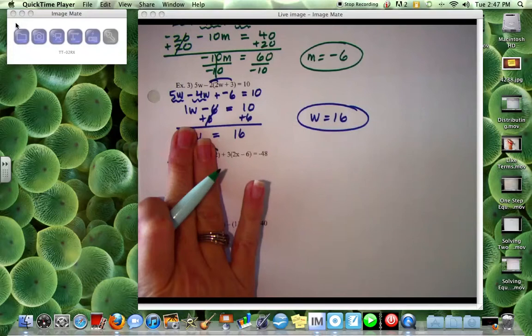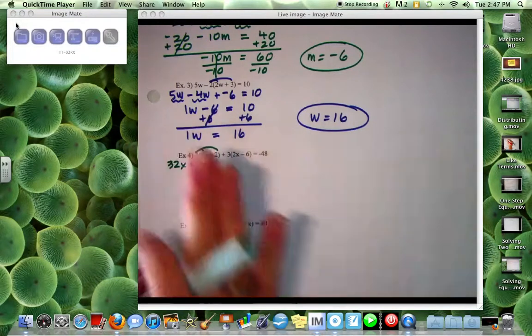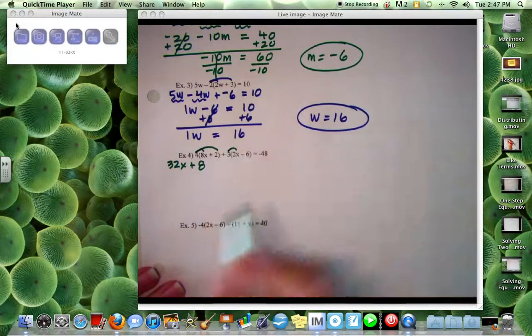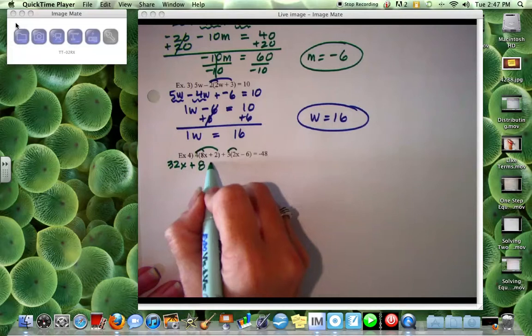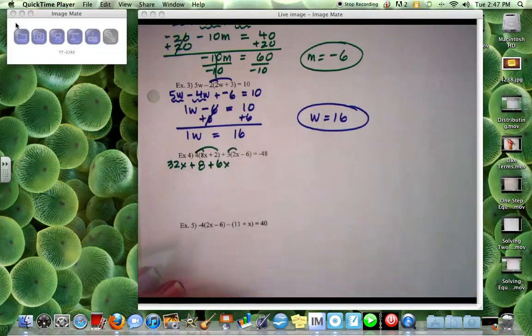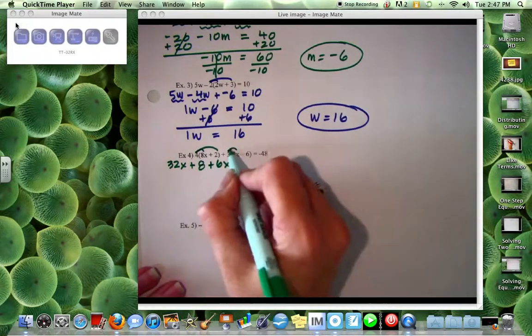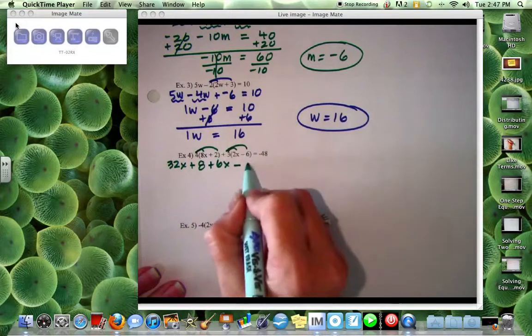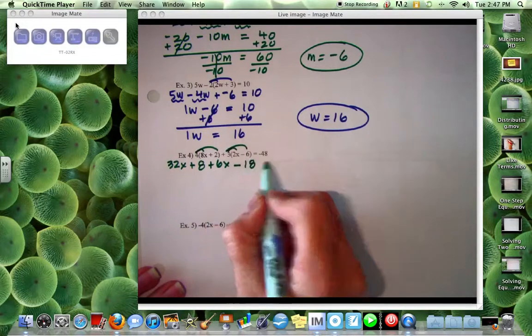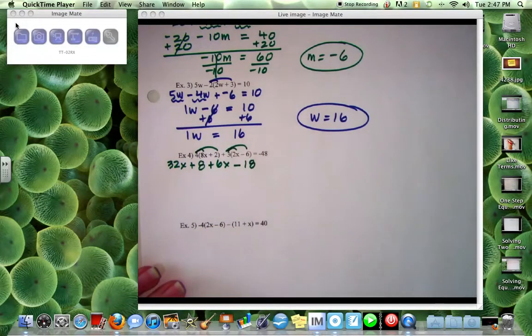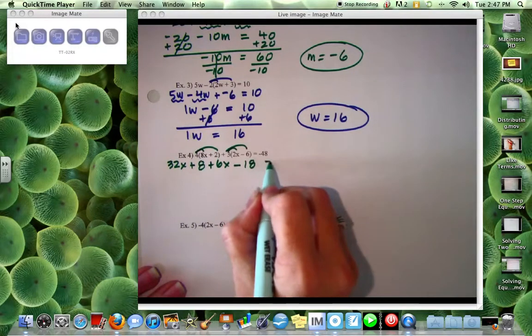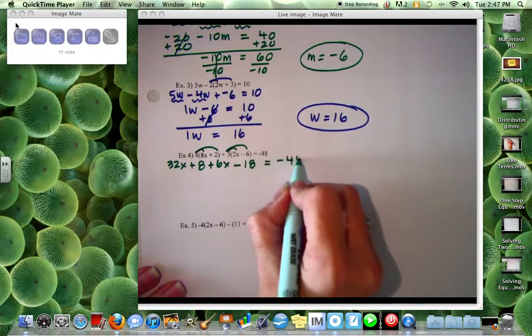So now we have 3 that we need to distribute. So 3 times 2x gives us plus 6x. Bring down the minus sign, and we have 3 times 6, which is 18. We have taken care of the distributing in the second set of parentheses, so now we can bring down the equal sign, negative 48.